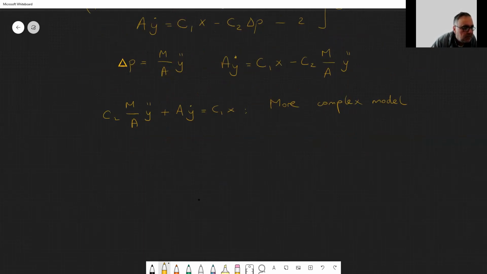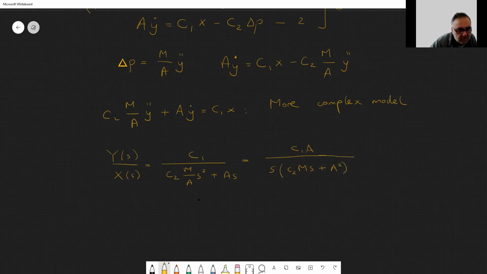Here you can take the Laplace transforms and so on. The transfer function y of s divided by x of s is going to be C1 over C2 m over A s squared plus A s, or you can simplify this to be C1 over A s times something. It is a second order model.